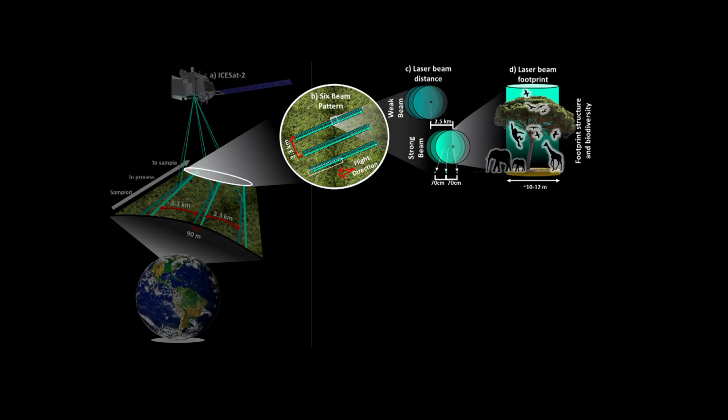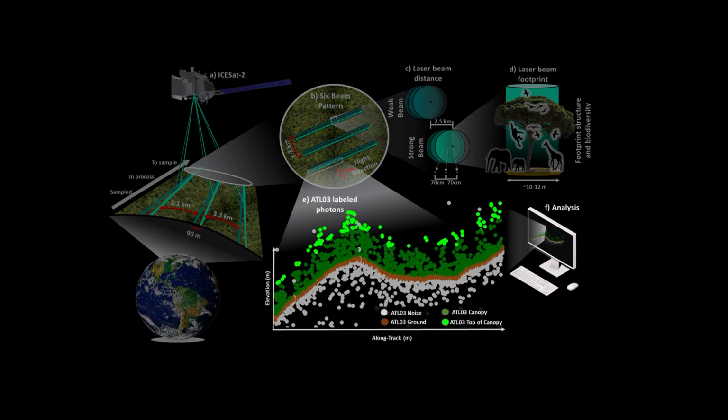So ISAT-2 operates with 6 ground tracks. They are combined in 3 pairs, and they are spaced by 3.3 kilometers. ISAT-2 uses strong and weak laser beams, with a diameter on the ground of about 10 to 12 meters, and from that we can create a beautiful photon cloud, like a 3D point cloud, X, Y, and Z. With that point cloud, we can classify the noise, the ground, and the vegetation. Once we classify the point cloud, we can then extract the information that we care about, such as canopy height, canopy cover, and so on.